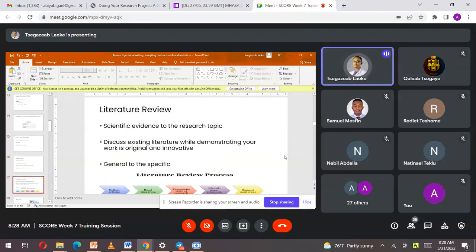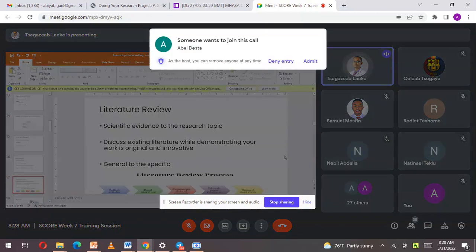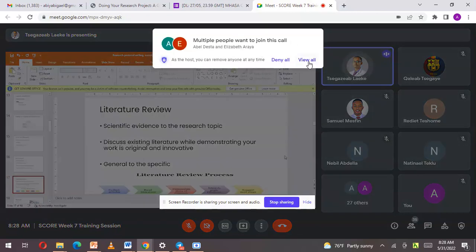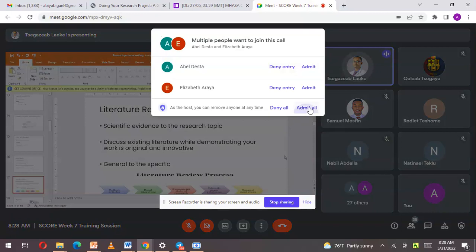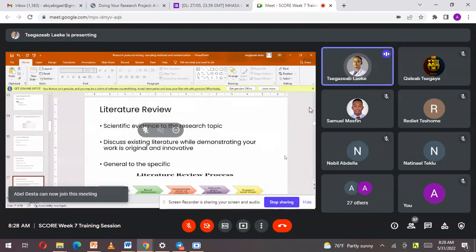And then you might also have a literature review, but this depends on the requirement. So for a proposal as a requirement in residency, a literature review is really mandatory. So you have to put a detailed literature review, and the literature review includes scientific evidence on the research topic, and also you have to discuss existing literature while demonstrating your work is original and innovative.